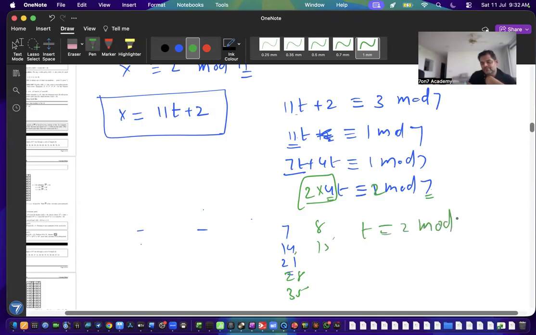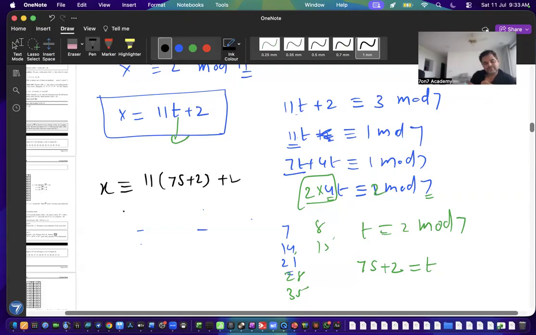So t is equal to what? 2 mod 7. So t actually is what? T is like 7s plus 2. Perfect. So here, what do you write? 7s plus 2. So if you write x, that is the number 11 times 7s plus 2, plus 2. So x is equal to what? 11 into 7 times s plus this gets multiplied to what number? That's 24, and then plus 2 also. So x is as of now 77s plus 24.